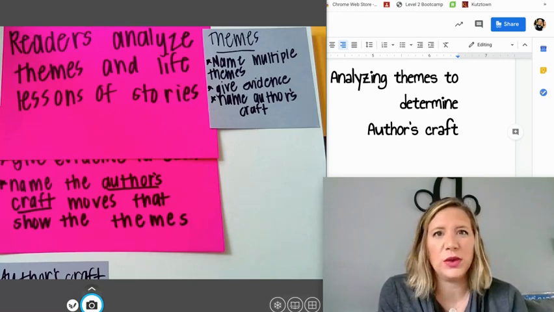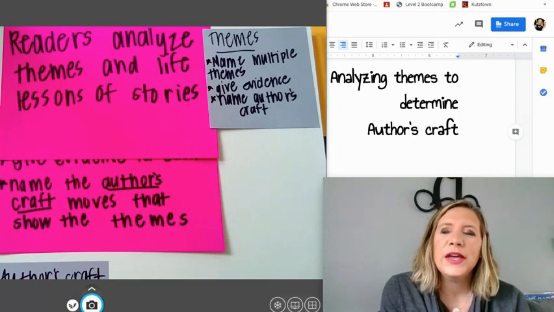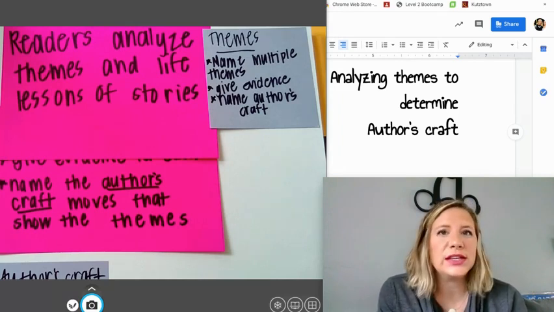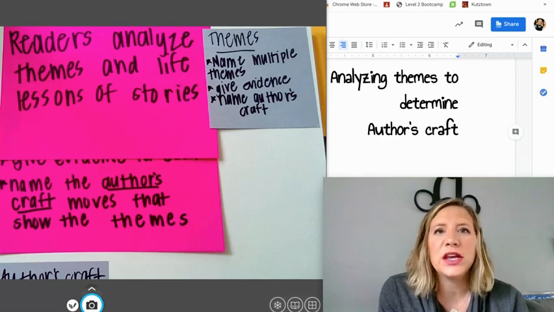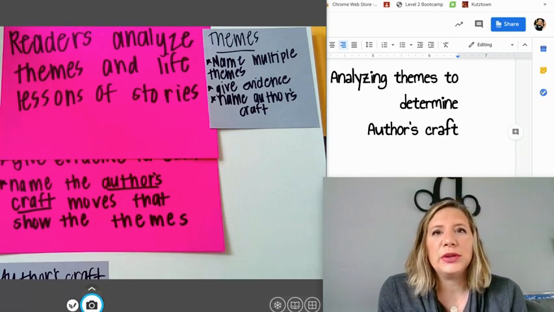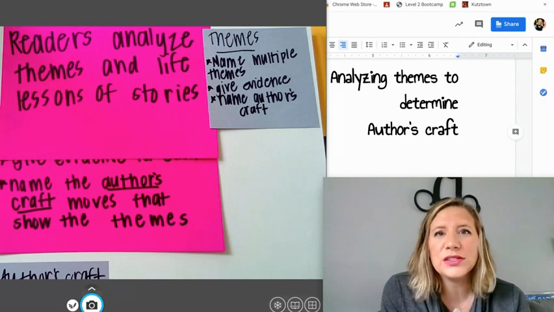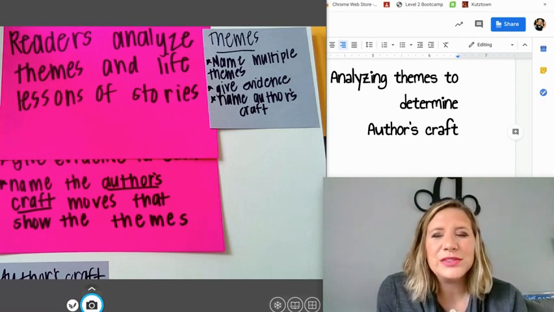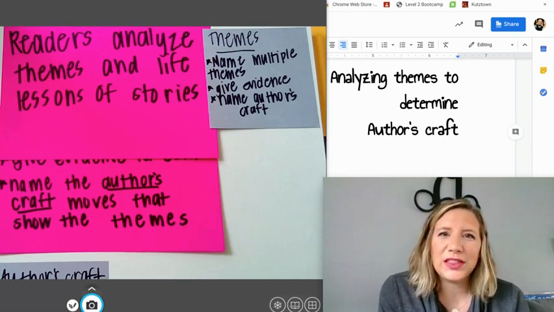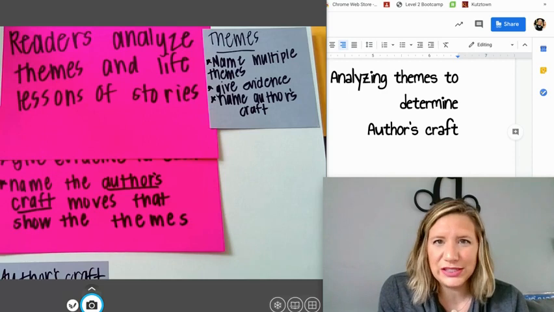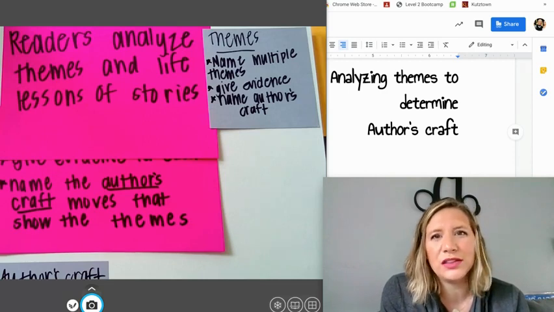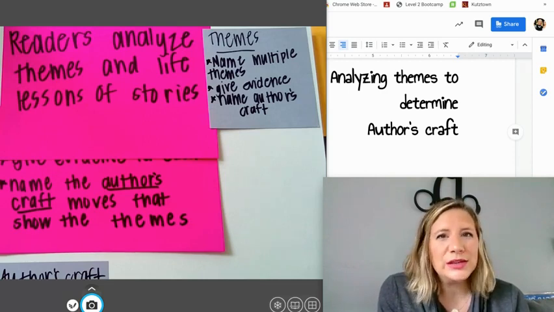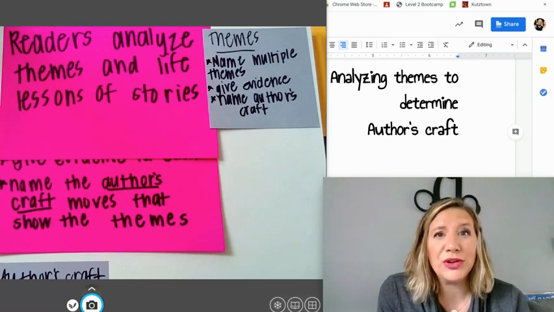Great work this week. You guys have been working really hard to understand characters, analyze those characters, determine traits, understand the difference between traits versus feelings, doing a great job understanding changes in a character over time, developing themes and life lessons learned, analyzing those themes, unpacking that text evidence. And to finish out our week this week, we are going to take all of those things that we've learned and all those things we've worked so hard this week to analyze themes to determine the author's craft.